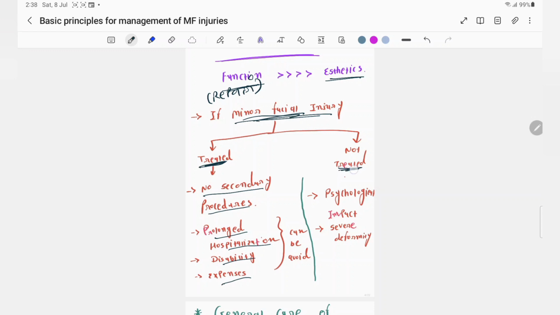Then if it is not treated, what happens? It will impact the psychology of the patient, like, oh, I'm looking so ugly after this injury. So if not treated, there is a psychological impact. Then severe deformity can occur, like any major thing can occur from a minor injury, right? So we have to go for treatment of this minor facial injury as well.